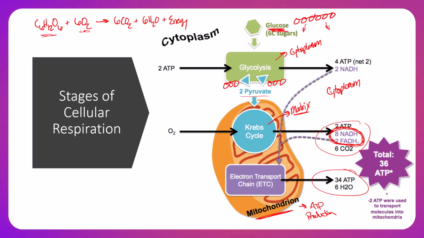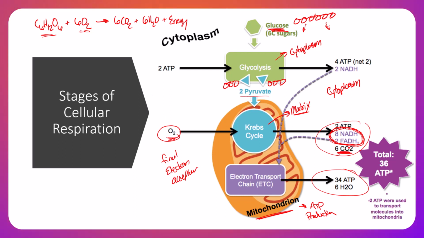Oxygen is brought in. It's not really part of this, but it will be fundamental in our electron transport chain because O2 is our final electron acceptor, which we'll talk about later. So glucose comes in, O2 comes in, CO2 is produced.